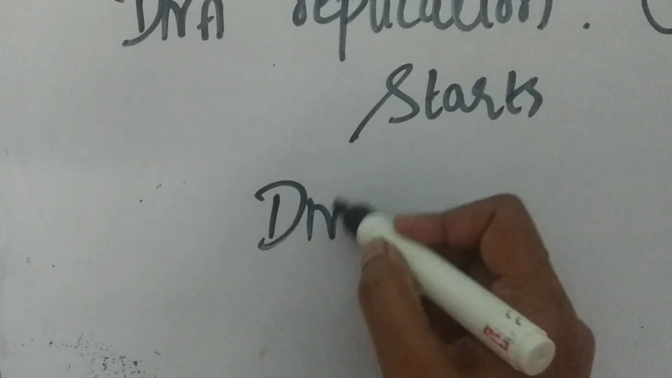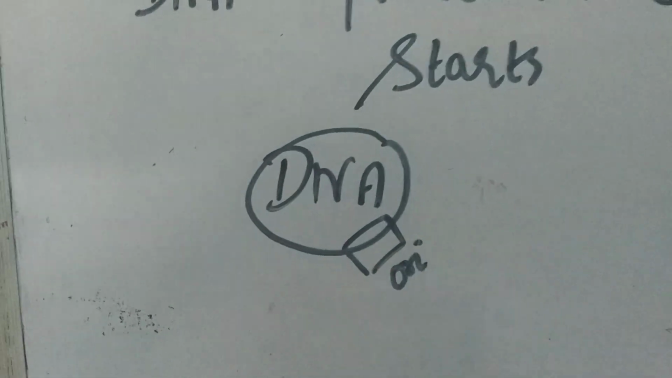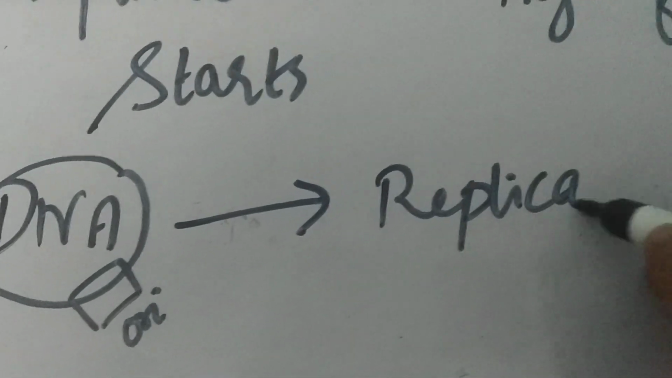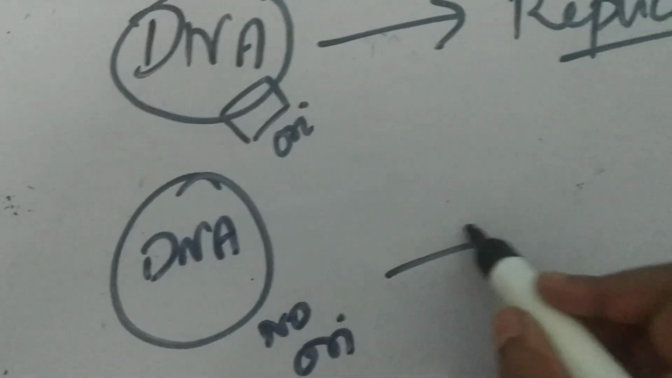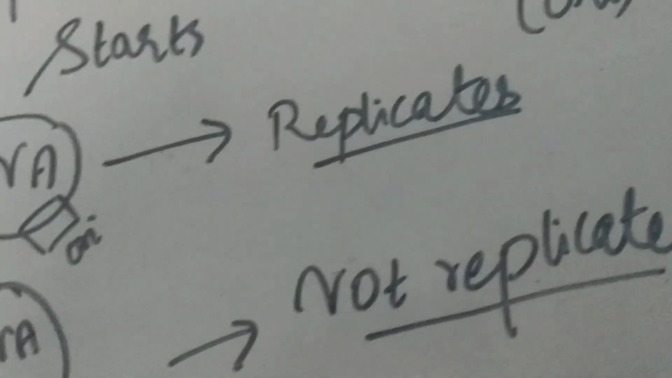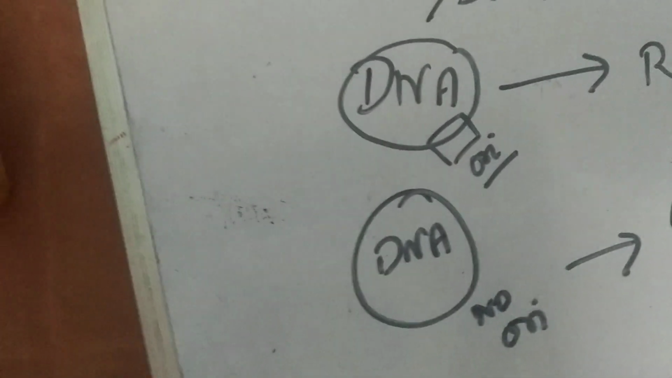If a DNA molecule has an ORI, let us imagine there is an ORI here, if the ORI is present, it will replicate inside the cell it is put into. If there is no ORI, it does not replicate. So this is what they understood. If this ORI is there, DNA is able to replicate. No ORI, no replication.